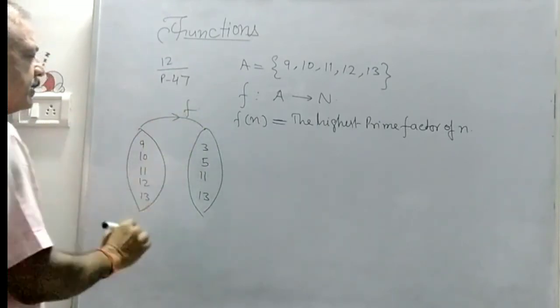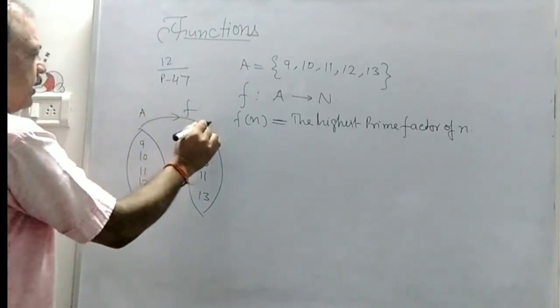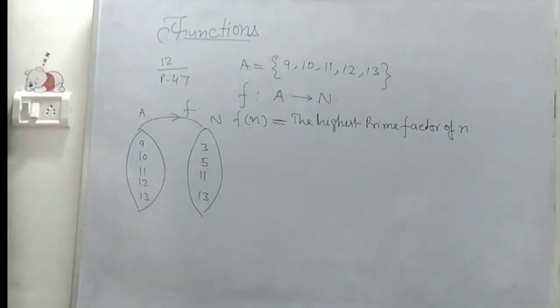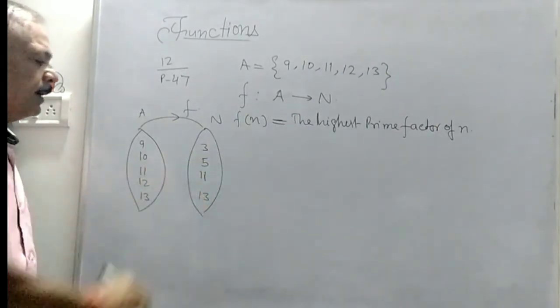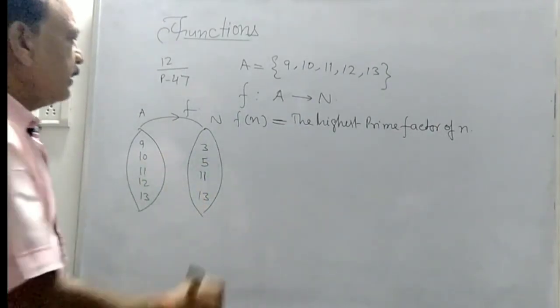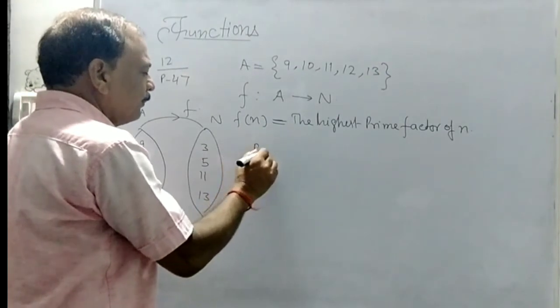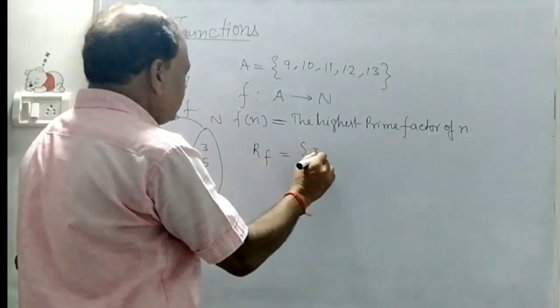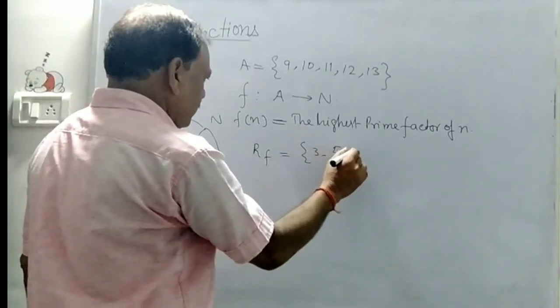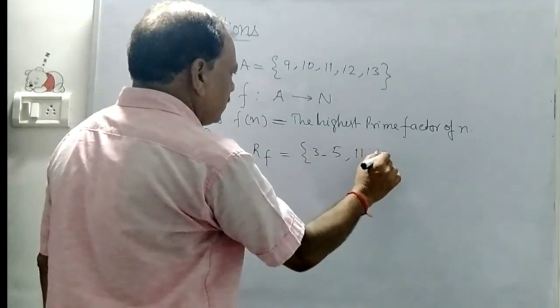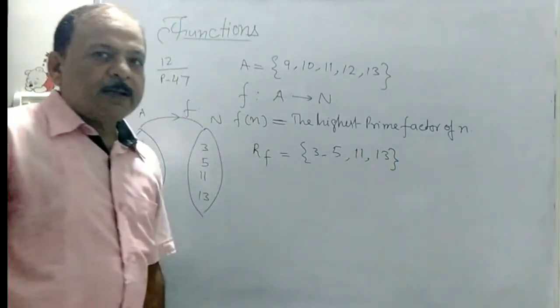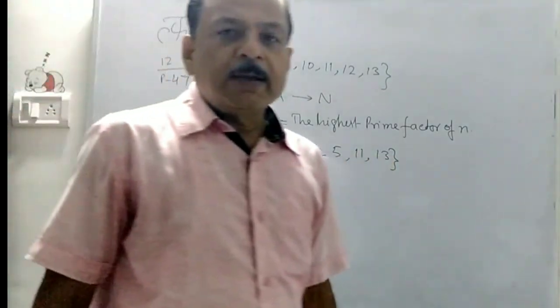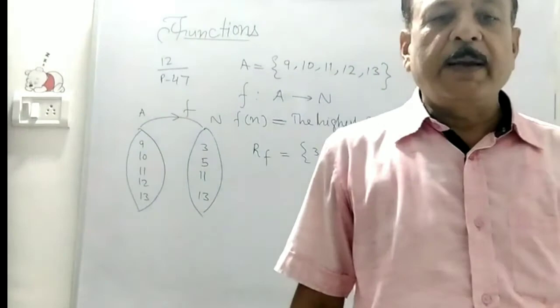F is a function from A to N, the highest prime factor of N. The highest prime factor क्या हो गया? 3, 5, 11 and 13. So what is the range? Range of F is 3, 5, 11 and 13. तो ये हमारा range होगा, क्योंकि कह रहा है highest prime factor of N.